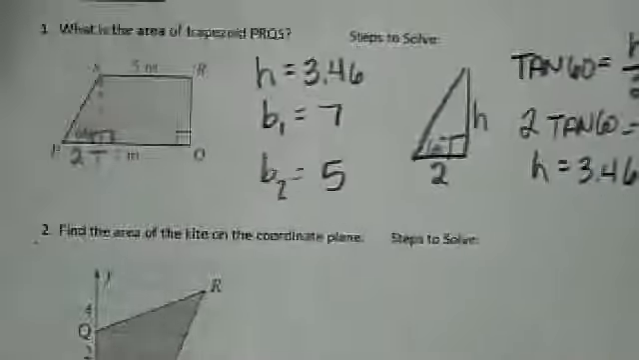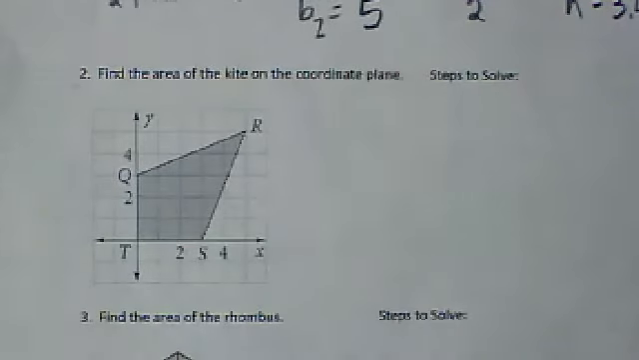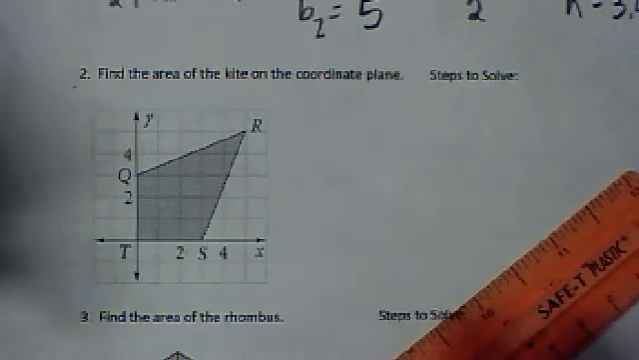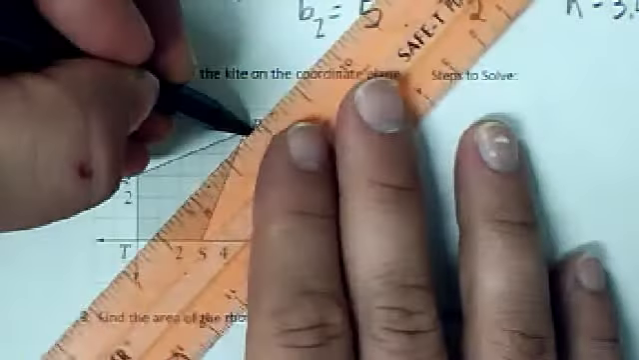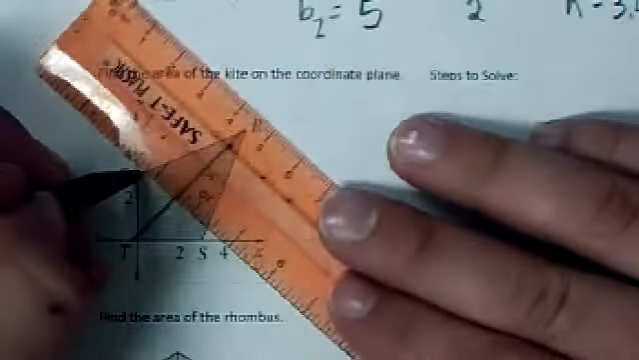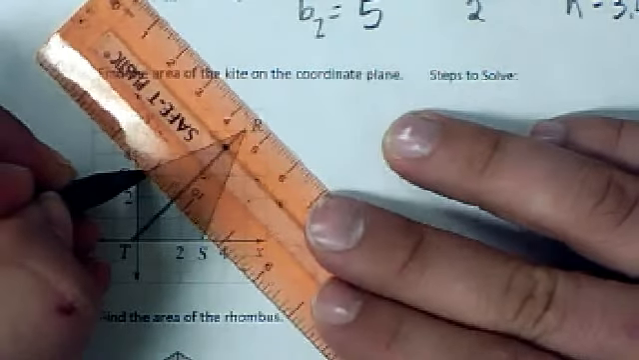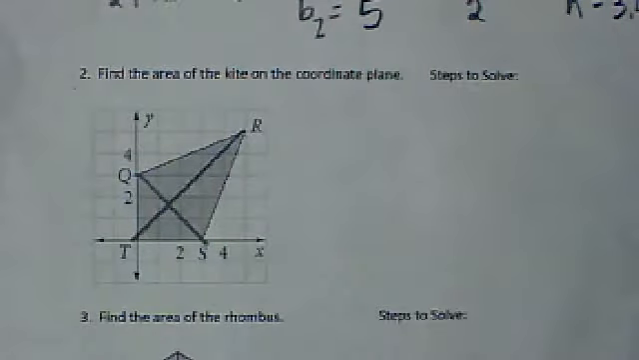All right, let's look at example problem number 2. On example problem number 2, we're trying to find the area of a kite on a coordinate plane. So we need to figure out what the diagonal lengths are, because that is what is included in my kite formula. So I'm going to go ahead and draw my diagonals here. There are my diagonals of my kite.